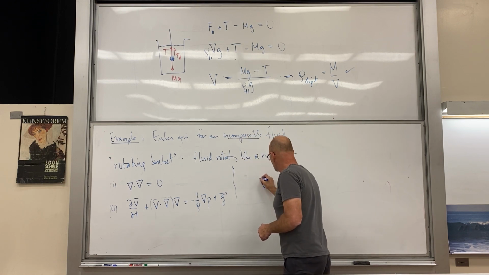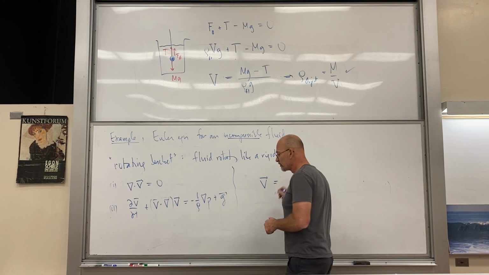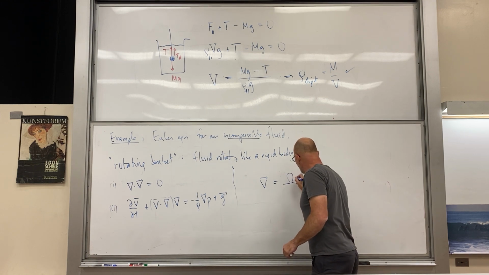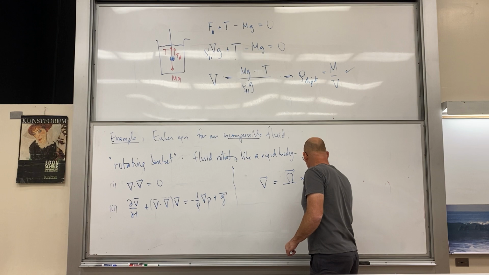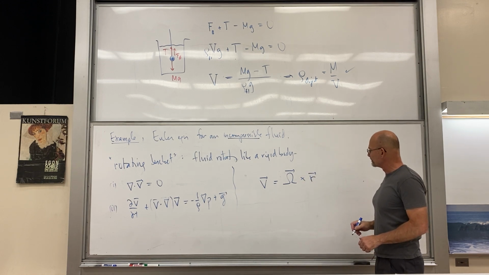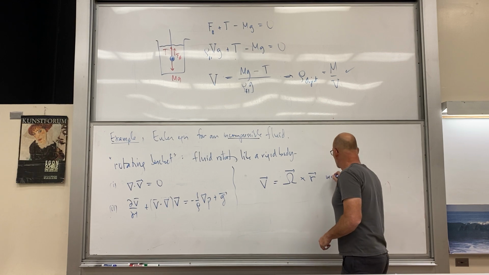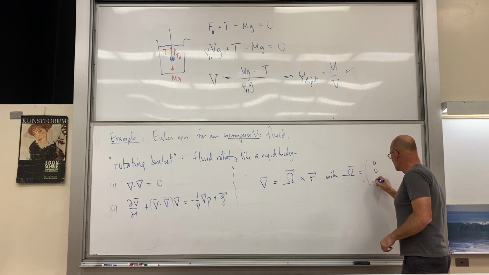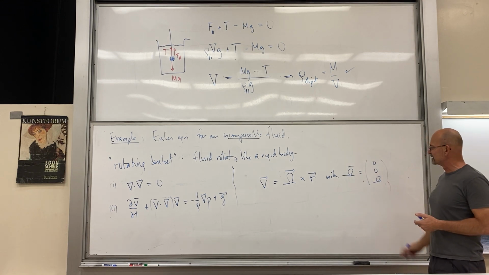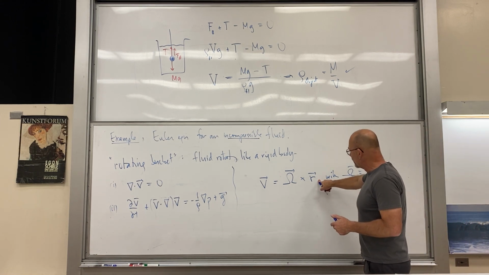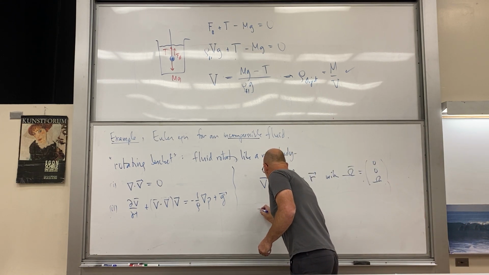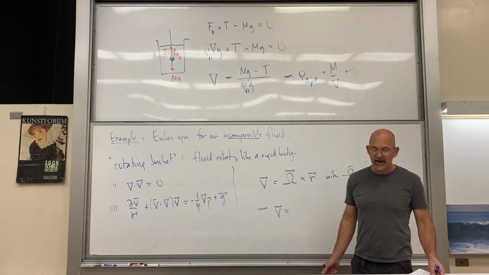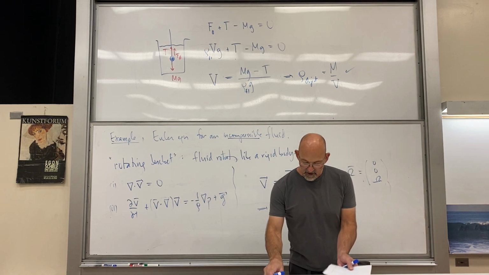So V is just going to be omega, let's see what letter I'm choosing. Yeah, capital Omega cross R, with this omega equal to (0, 0, omega). Okay, so the z-axis, rotating on the z-axis. And R is just (x, y, z). And that gives us a velocity vector. This is the first and last time you just get to guess your answer and get it right.